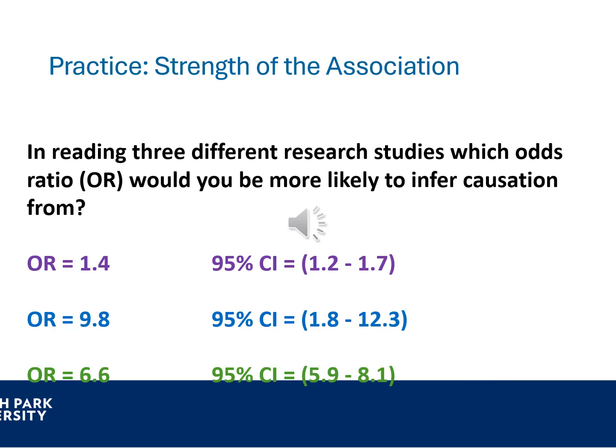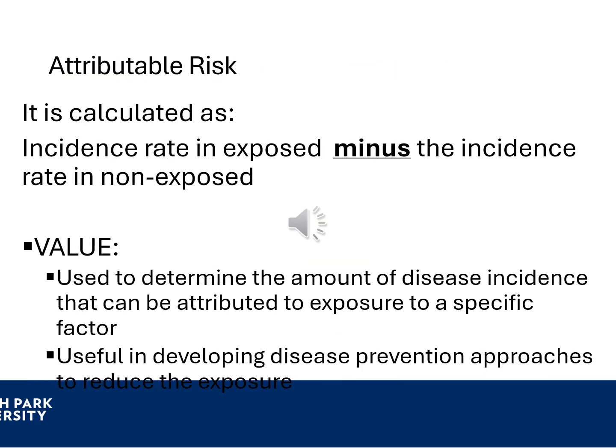If you saw these three reported confidence intervals, which one would you be more likely to infer causation or to state that there was a good and strong relationship with? Which of these three?